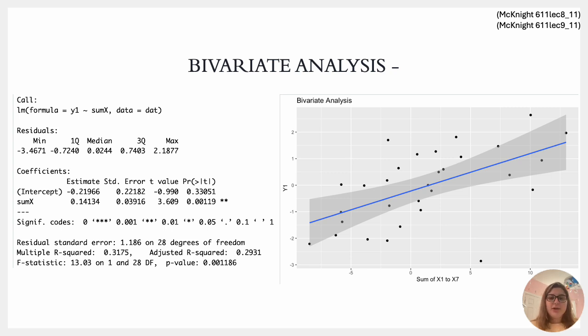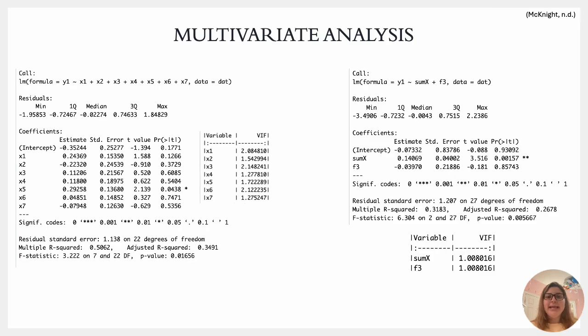And then this pattern is just suggesting that we have a moderate positive linear relationship, and the relationship is statistically significant because we do have a p-value of 0.001186. Sorry, so that is telling us that it is statistically significant. Next, we do have an analysis of a multiple linear regression model. We have the intercept and most predictor values are not statistically significant except for x5.